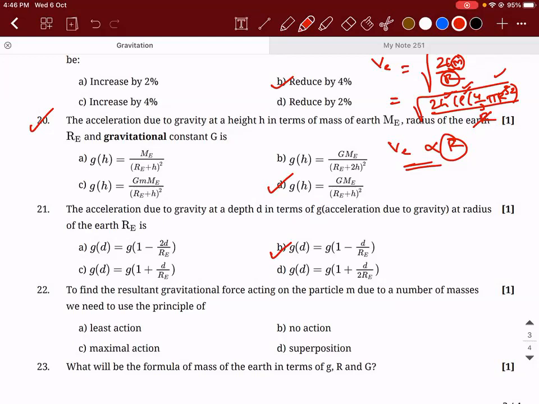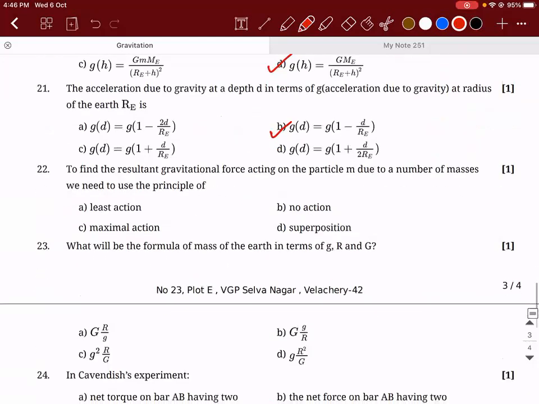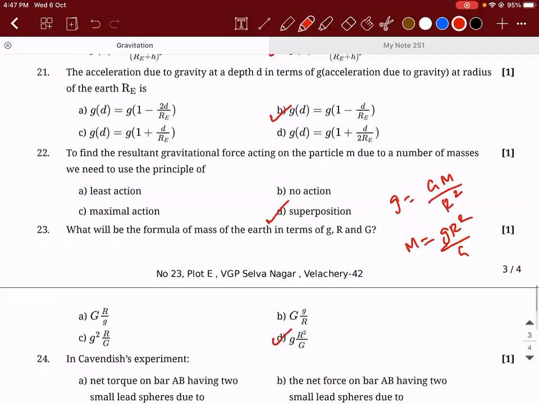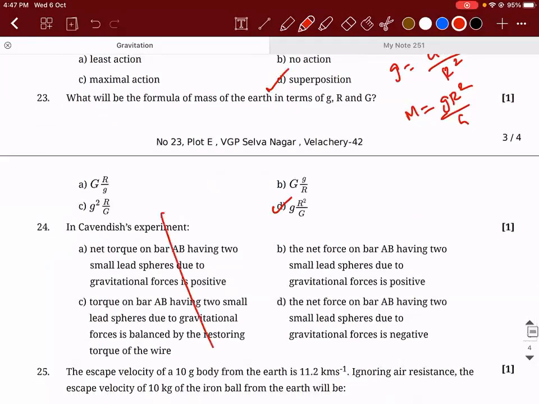22nd. To find the resultant gravitational force acting on a particle m due to a number of masses, we need to use the principle of, this also I've told, superposition. That's it. What will be the formula of mass of the Earth in terms of g, R, and capital G? So g is equal to capital G into M divided by R square. So M will be equal to g R square divided by capital G. Option D, sir. Okay, Cavendish experiment, not Newton.